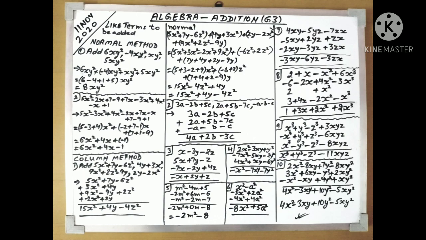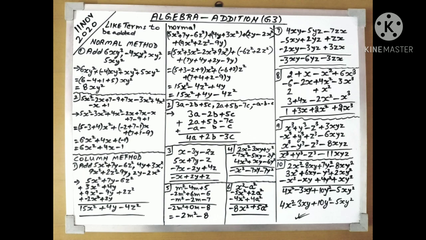See the next one, interesting one. We have 2 plus x minus x square plus 6x cube, minus 6 minus 2x plus 4x square minus 3x cube, 2 plus x square, 3 minus x cube plus 4x minus 2x square. So just add the like terms using the column method. Keep all the like terms under each other and you will get the required answer as shown on the board.